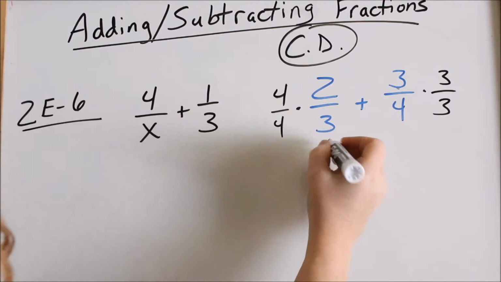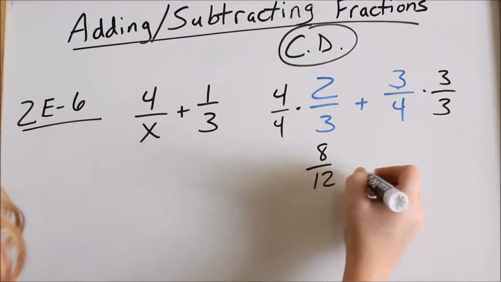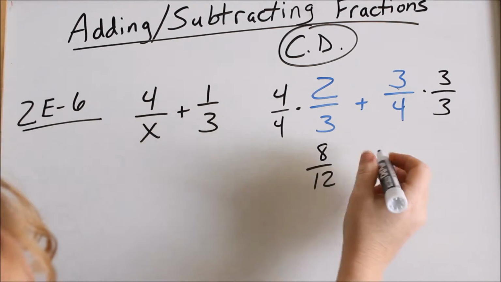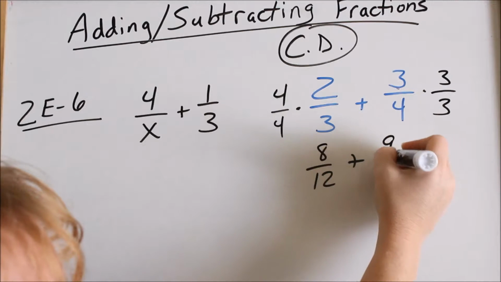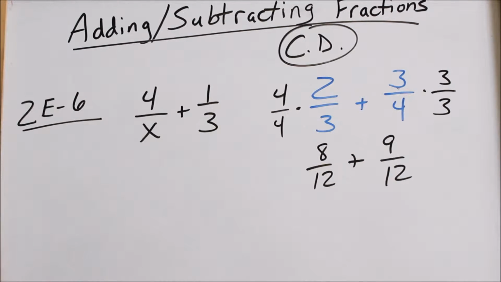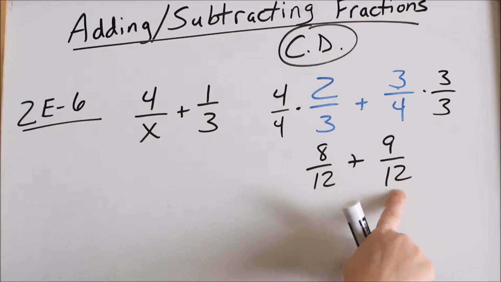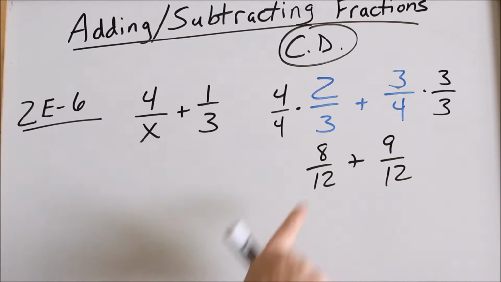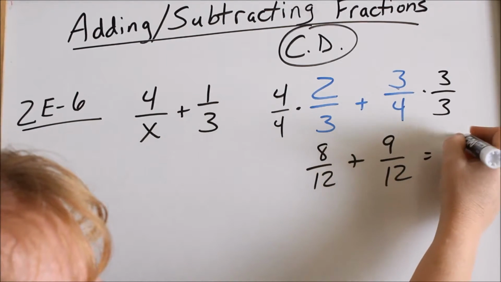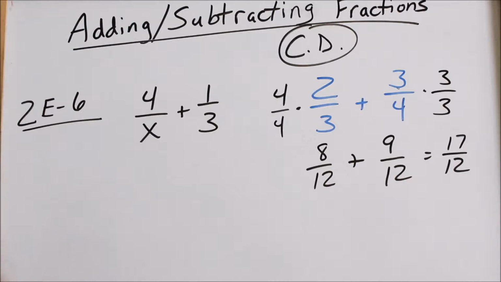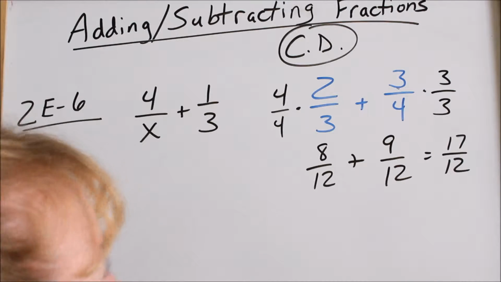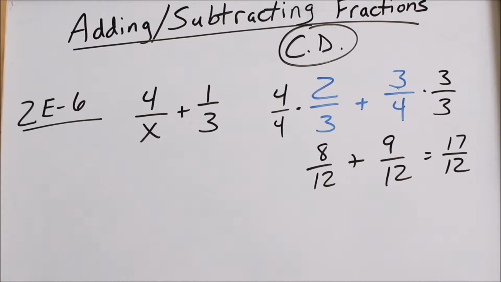So now your new fraction is 8/12, multiplying fractions straight across. This new fraction is 9/12. When you get to this point, when you add fractions, once you have a common denominator, you just combine your numerators. 8 plus 9, 17/12. Okay, so that's just a reminder of how to add fractions.